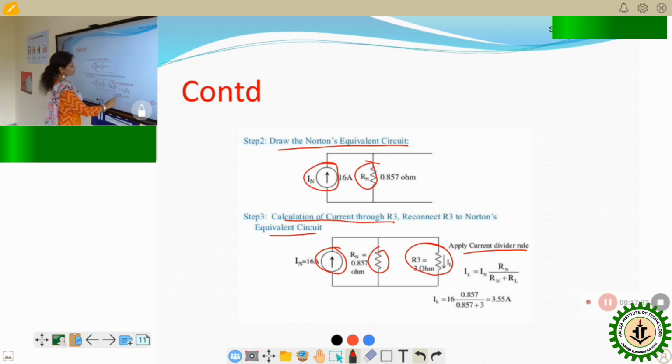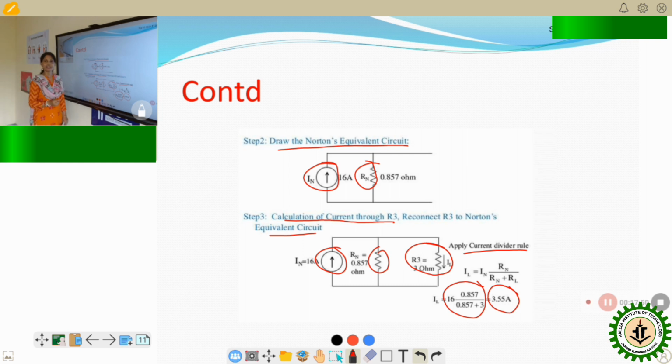So it will be 16 into 0.857 divided by 0.857 plus 3. That will be equal to 3.55 ampere, and that is the answer. Current through the 3 ohm resistor.